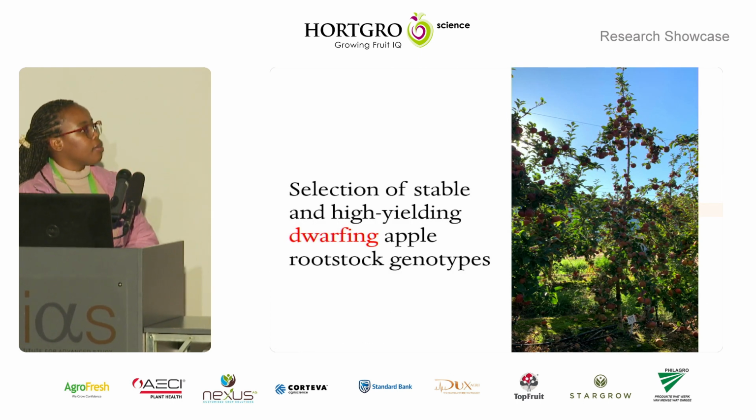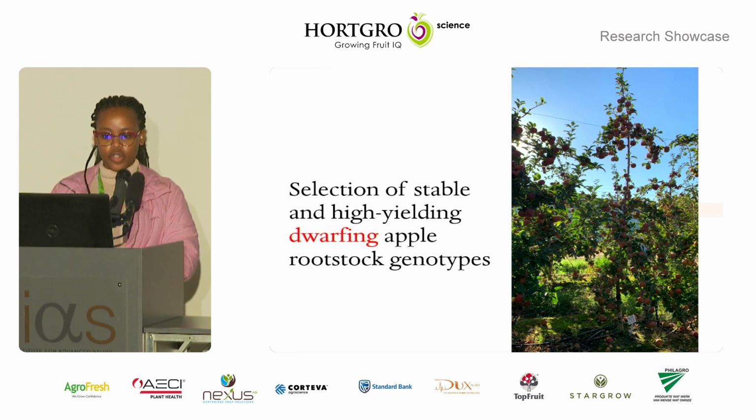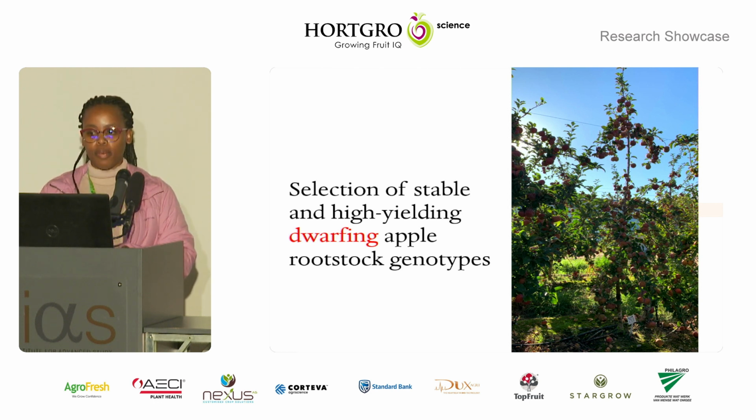So I'll be presenting mainly on the dwarfing apple rootstock genotypes because we did both dwarfing apple rootstocks as well as vigorous rootstocks. In this trial, we had 10 different rootstocks, which also included new rootstock and interstem combinations. So I'll just be highlighting some of the key findings of this trial.